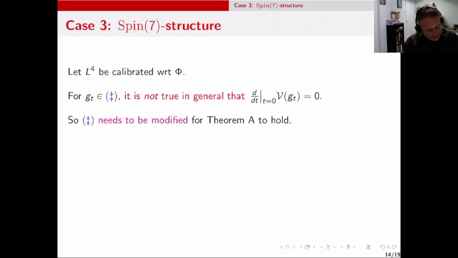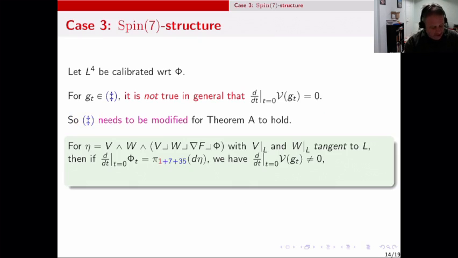So what we need to do is to modify the class of directions in which we're varying the metric. This choice that we made on the previous slide isn't the right choice. Okay? So before we find out what the right choice is, let's go and look at theorem B. This is exactly what worked in the co-associative case, where we had a 4-form that we were varying. So let's try the same thing in this case.